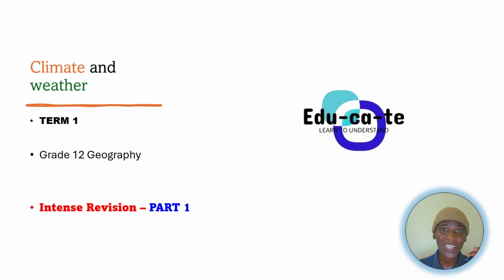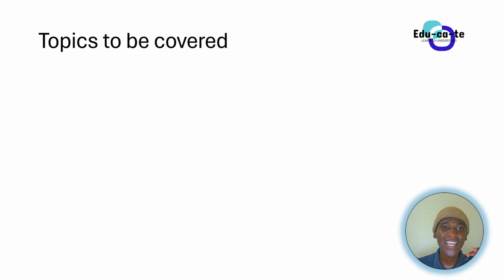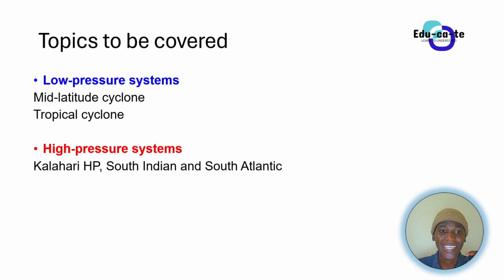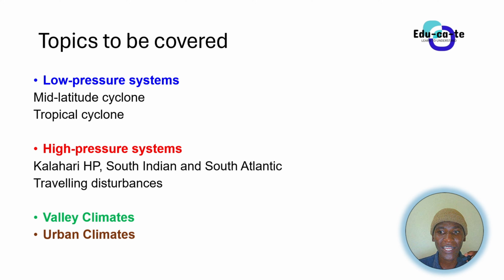I've planned these wonderful revision videos for you. Today we're going to do part one. Let's look at the topics that we need to cover. First, we need to know about low pressure systems, specifically the mid-latitude cyclone and the tropical cyclone. We also need to know about high pressure systems, the Kalahari high pressure, the South Indian and the South Atlantic, as well as some traveling disturbances. And in our third part, we need to cover the valley climates as well as urban climates. These are all the topics that you do in climatology in term 1, geography grade 12.